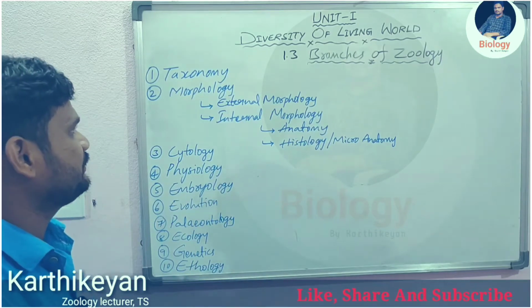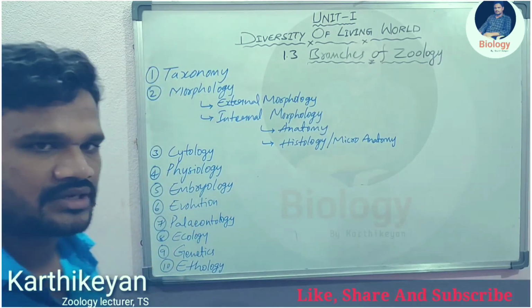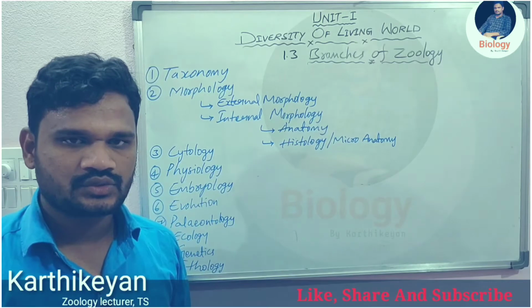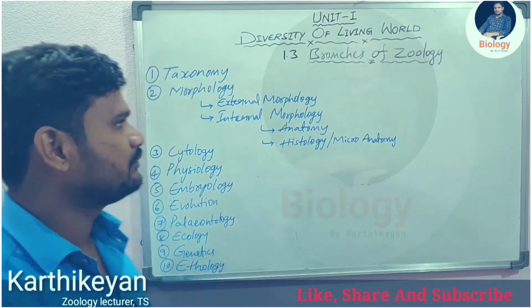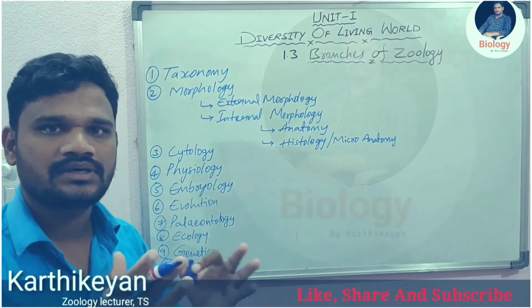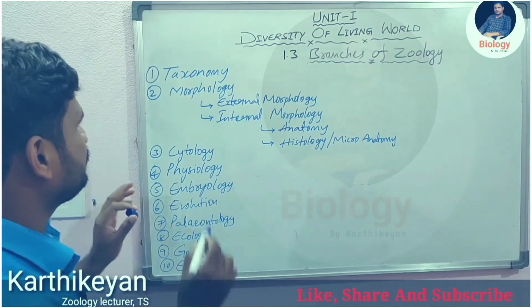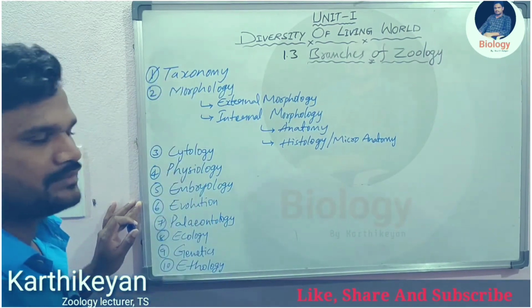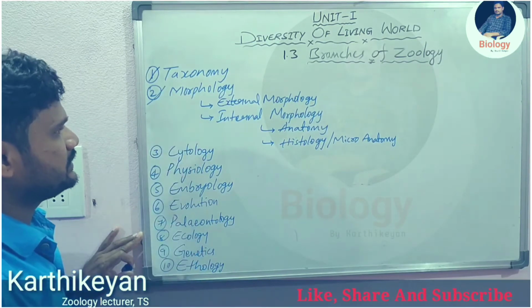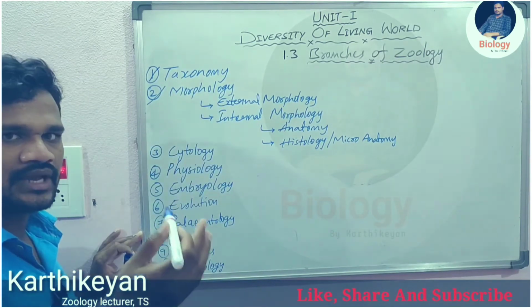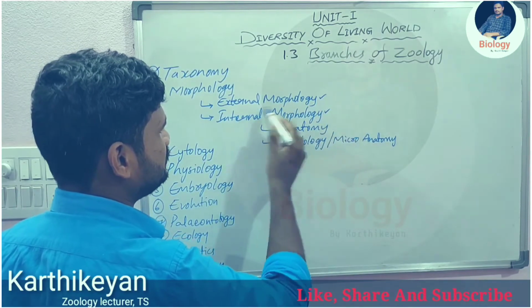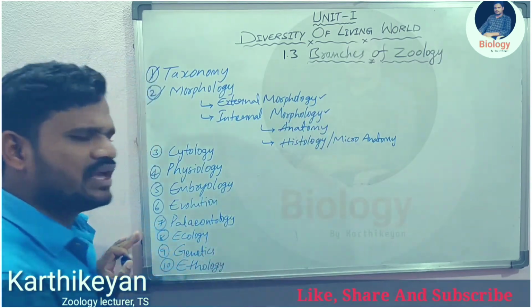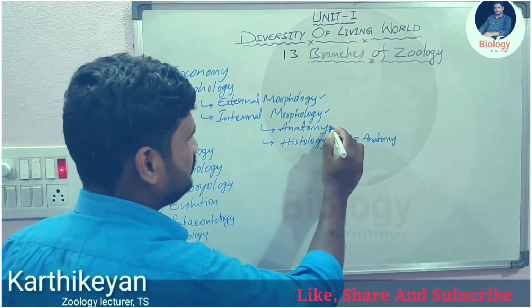In zoology we have 10 sub branches. Zoology is a branch of biology, right? In zoology we have 10 sub branches. They are, first one is taxonomy, second one morphology. In this morphology again we have two sub branches. They are external morphology and internal morphology. Again this internal morphology is divided into two types.